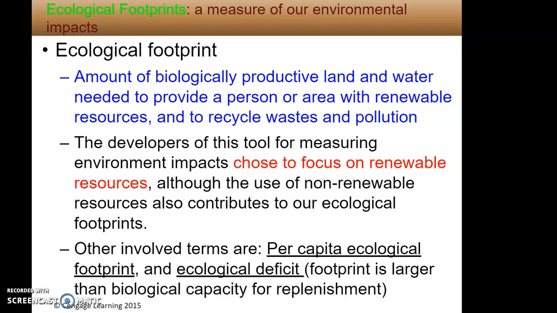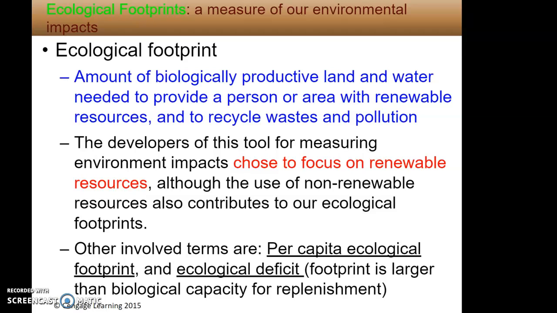There are several ways to do the calculation. Right now we mention 2 ways, okay? The developers of this tool, one way is to measure the environmental impacts, choosing to focus on renewable resources only, although they are aware that using non-renewable resources is also a problem, okay? And in this way, another term involved is per capita ecological footprint. Just remember, per capita simply means per person.